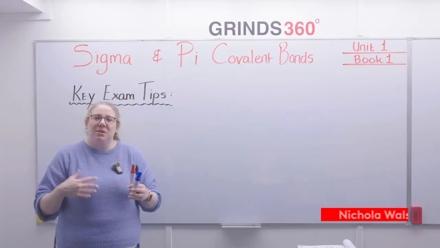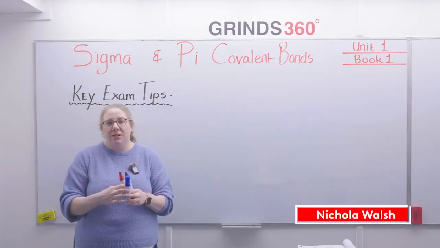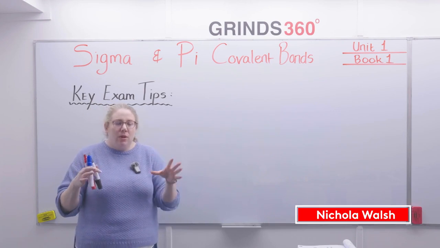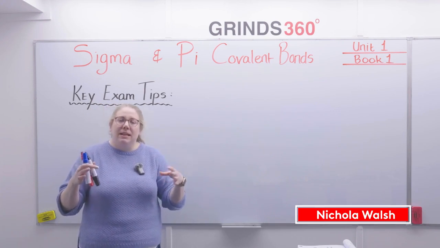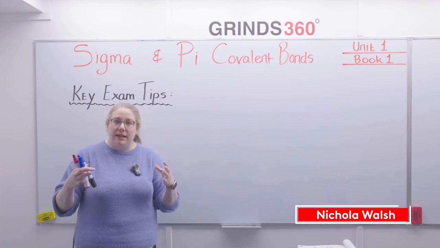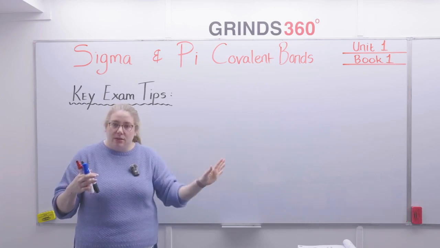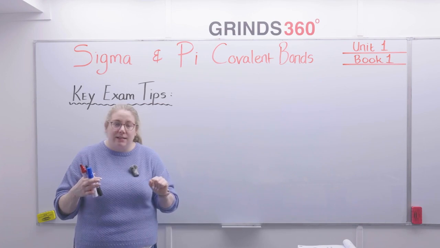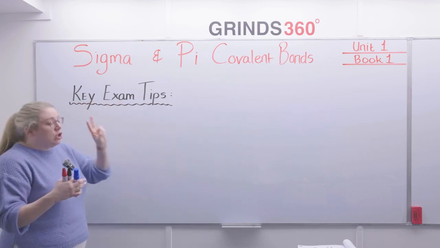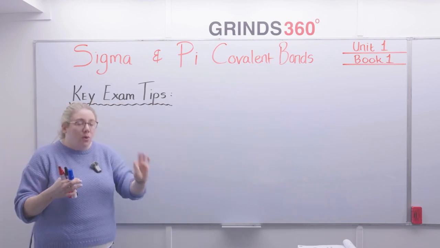In this class, we're going to talk about sigma and pi covalent bonding. Now, I know a lot of you will be panicking about this one because it is quite difficult to visualize, but I'm going to give you 2 tips. And if you can do these 2 things, you'll be sorted for your exam. We don't care about anything else. So the 2 things that you have to be able to do, and they're so simple.